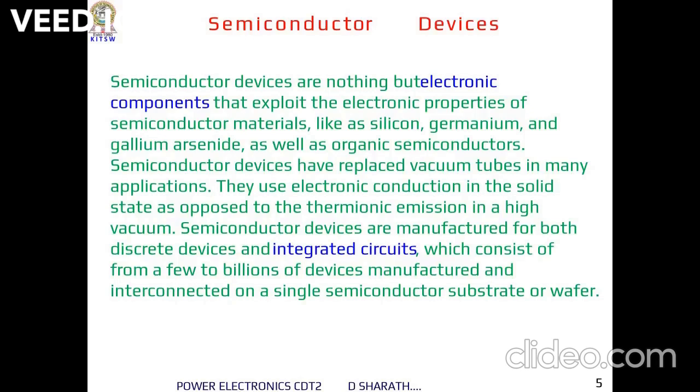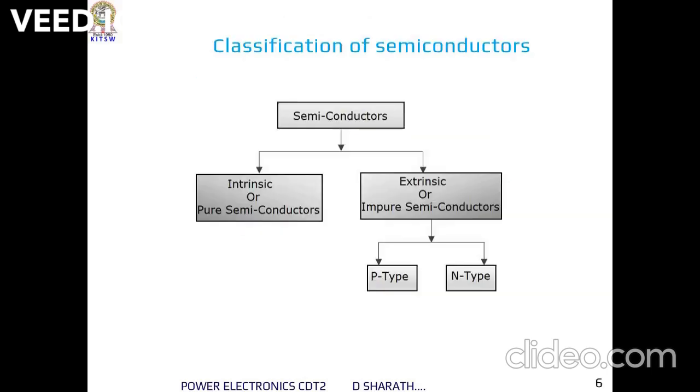Semiconductor devices are electronic components that exploit the electronic properties of semiconductor materials like silicon, germanium, as well as organic semiconductors, which are manufactured as both discrete devices and integrated circuits, which consist of a few billion devices. ICs are used in power electronics.